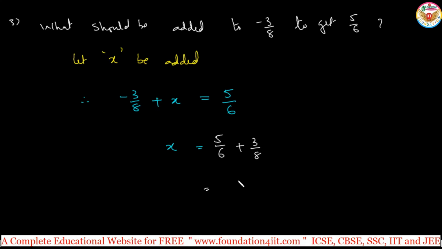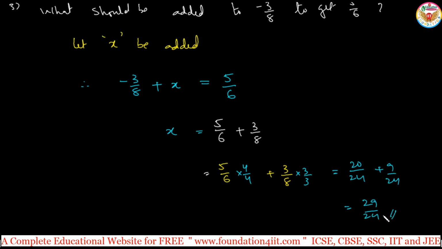Again the same method, just for 5 by 6 plus 3 by 8, so we should go for the LCM. For 6 and 8 the LCM is 24. So 4 by 4 and this is 3 by 3. Method is same, right? 5 into 4, 20 by 24 plus 9 by 24. You already know this, 29 by 24. And if you convert into a mixed fraction, 1 5 by 24 is the answer.